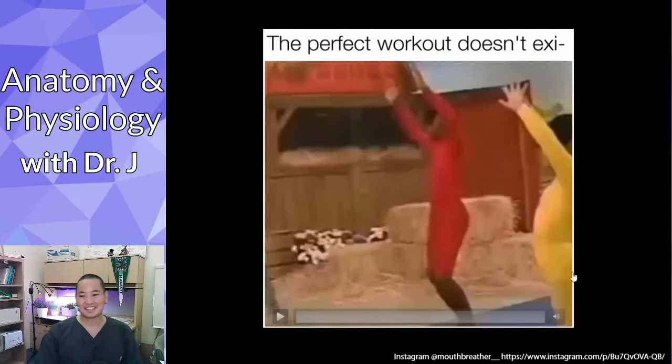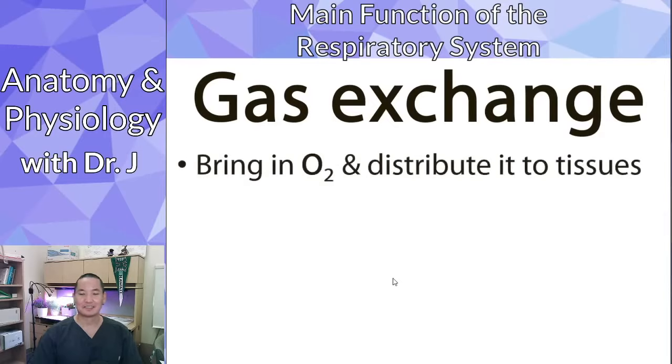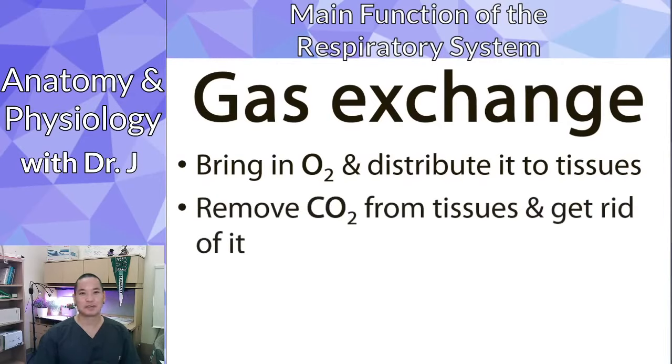Okay, so again, it shows that you're using muscles to breathe, but why do we breathe? Well, we breathe to exchange gases, right? So they were exchanging gases in a very awkward way, but that's what was happening. So what are you trying to do when you breathe? Not only bring in oxygen and put it into your bloodstream and distribute it to your tissues, but you also want to remove carbon dioxide from your tissues and get rid of it.